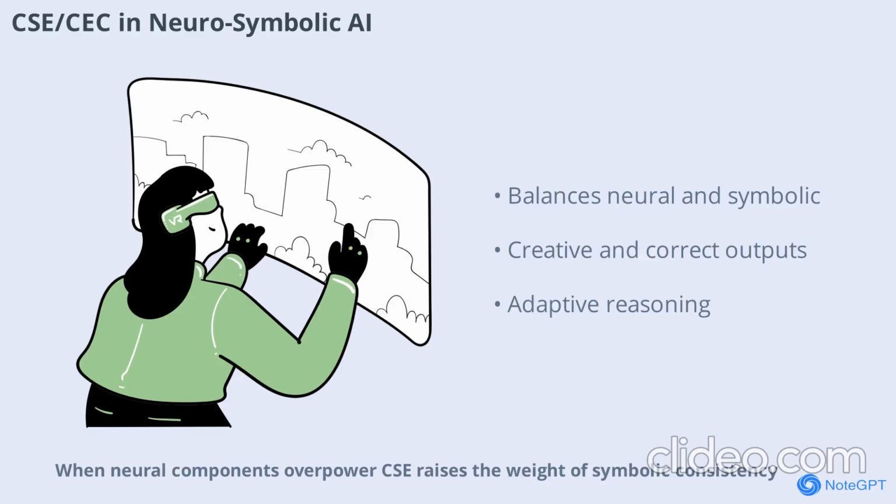When neural components overpower, CSE raises the weight of symbolic consistency. When symbolic logic dominates, CSE increases neural flexibility. CEC-aware loss functions ensure that the system maintains a balance between diversity and logical consistency, resulting in outputs that are both creative and factually correct.